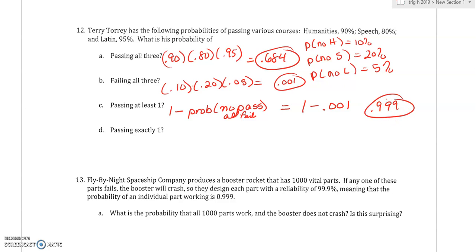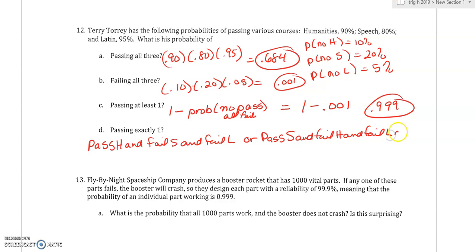And lastly, passing exactly one. Well, that one's a little trickier, because passing exactly one is passing humanities and fail speech and fail Latin, or passing speech and fail humanities and fail Latin, or passing Latin and fail speech and fail humanities.